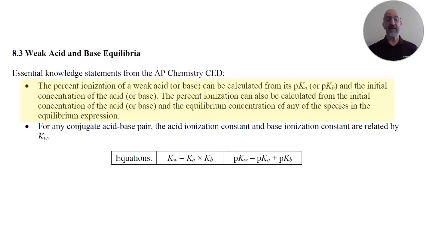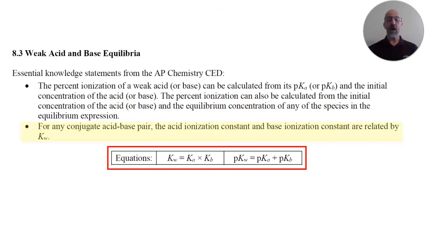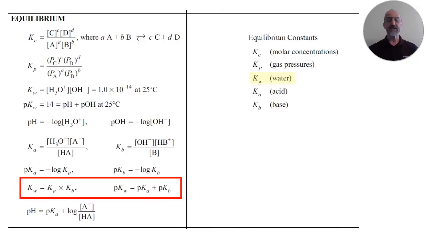Now, at the end of this lesson, when we get to the section entitled Advice to Help You Avoid Common Mistakes, I will go through lots of calculations where I can help you determine, do I know the pH or the initial concentration of the weak acid or the base or the Ka or the Kb. So at the end of this lesson, you'll see many more examples of calculations involving weak acids and weak bases. Finally, for any conjugate acid-base pair, the acid ionization constant and the base ionization constant are related by Kw. So these two equations are also listed on the AP Chemistry equations and constant sheet.